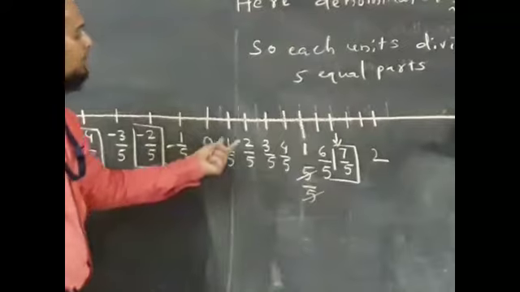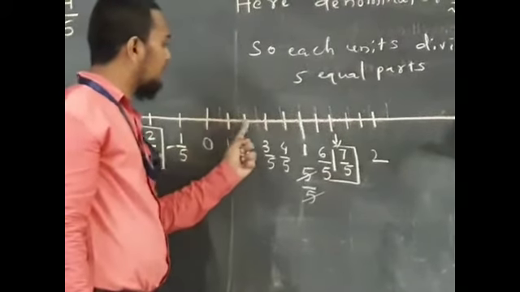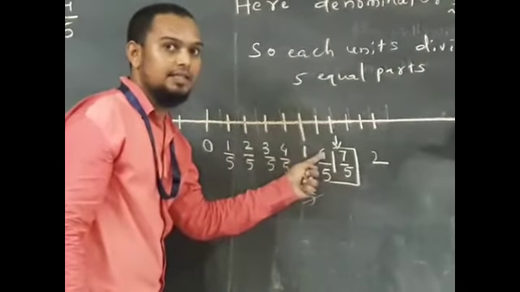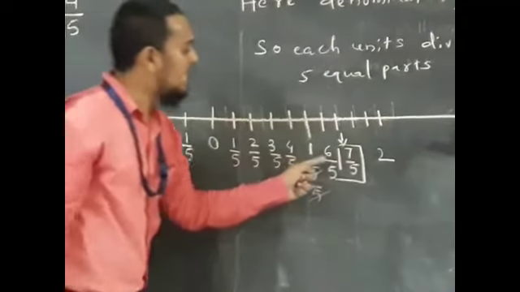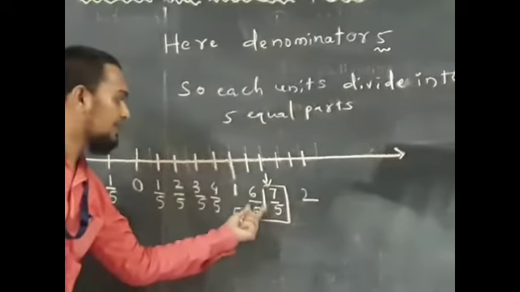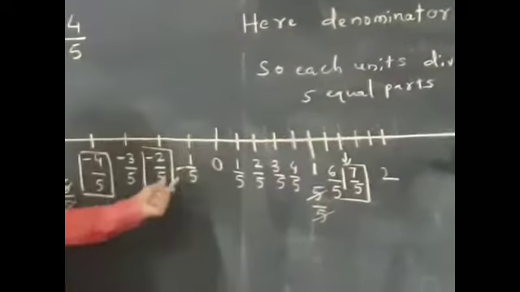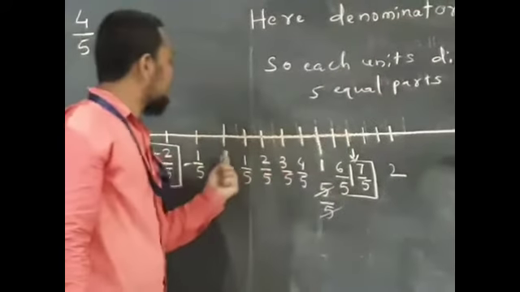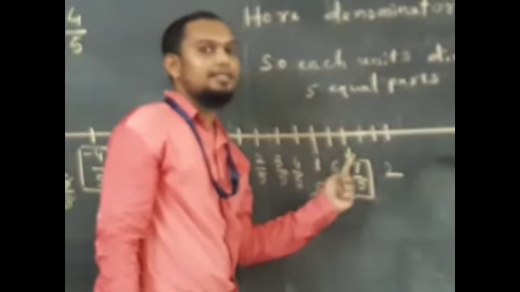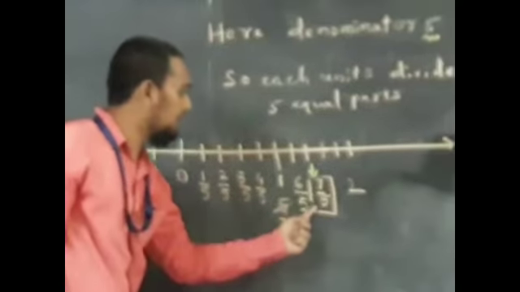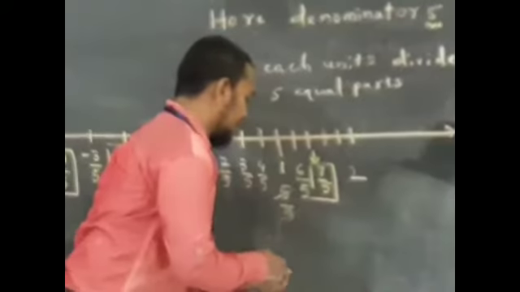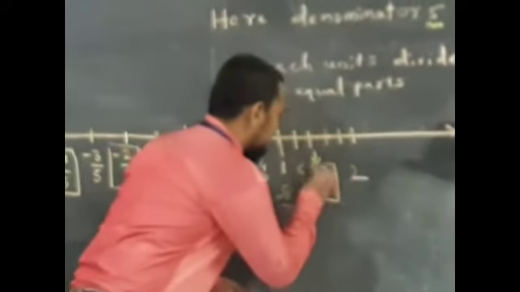Next 0 to 6. 0, 1, 2, 3, 4, 5, 6. 6 units as it is, where the denominator is 5. So 6 upon 5. Next 0 to 7. 0, 1, 2, 3, 4, 5, 6. This is 7, denominator is 5. Here the given value is 7 upon 5.